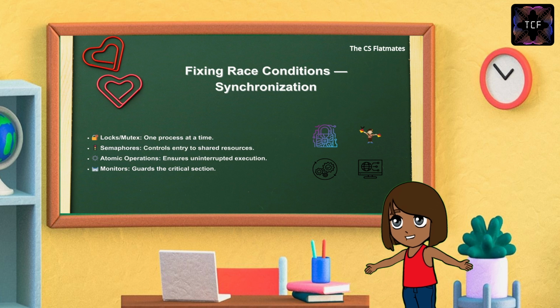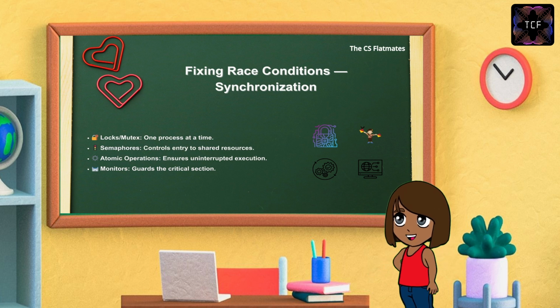Second one, semaphores, like traffic lights at a busy intersection, controls the flow of processes. Third one, atomic operations. No interruption is allowed while updating shared data, like reserving a table at a restaurant. Once done, no one else can take it. Fourth one, monitors or condition variables. Acts as a guard, ensuring no one enters until the resource is free. Fifth one, avoid shared resources. If possible, avoid sharing at all. It's like giving everyone their own cookie jar.